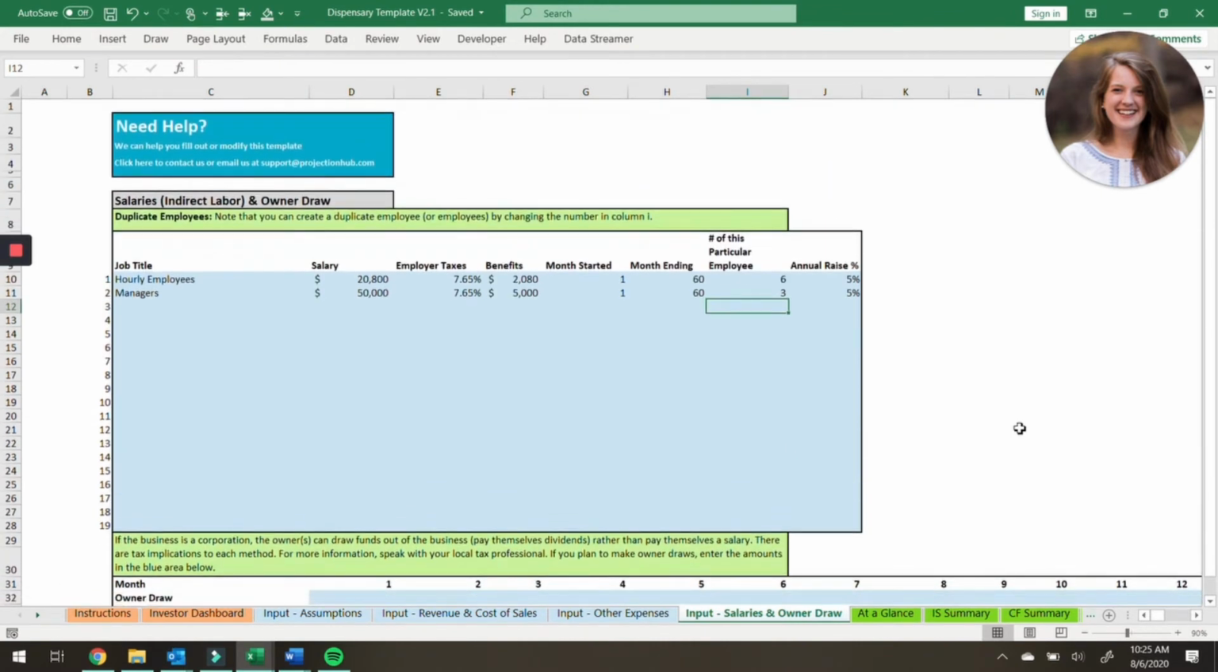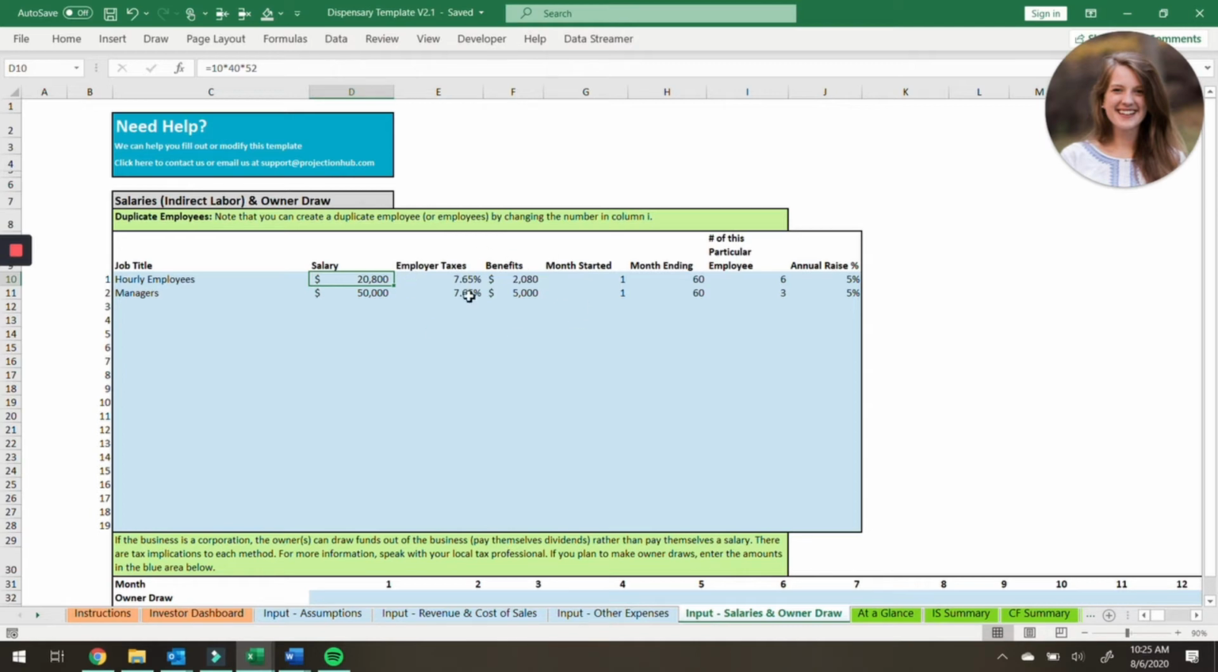Input salaries and owner draws, the last input tab. On here, you can enter your employees. So here we also have hourly employees, indirect employees, essentially anybody that's not directly involved in the maybe packaging process. People that are getting paid regardless of volume of sales would all go on here. You can enter their job title, their annual salary, in this case our hourly employees. You can see up here are calculated at $10 an hour, 40 hours a week, and 52 weeks a year.